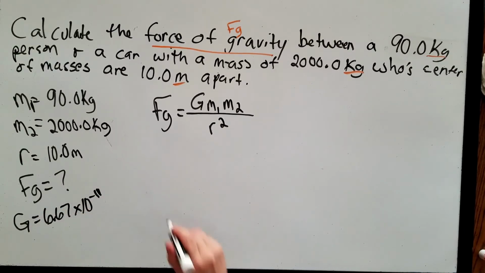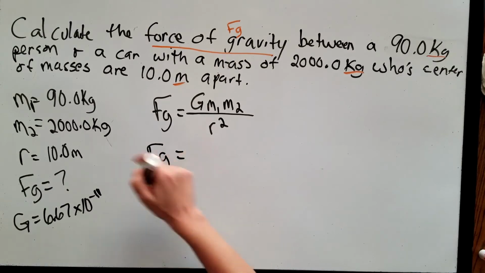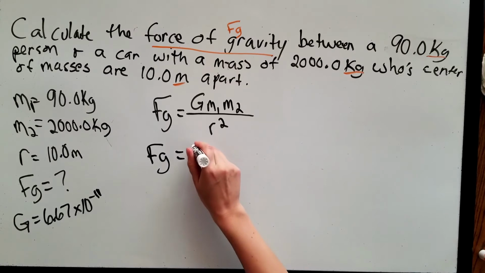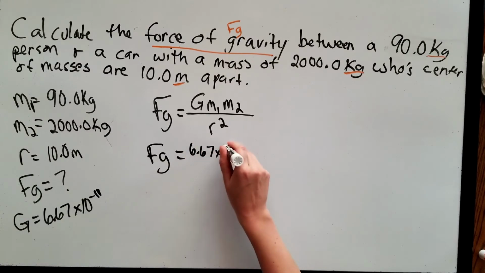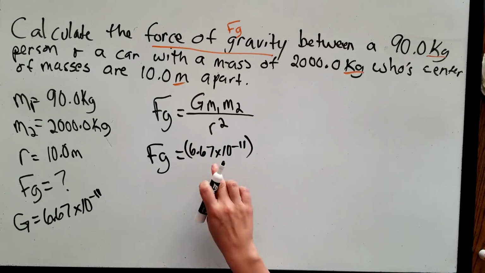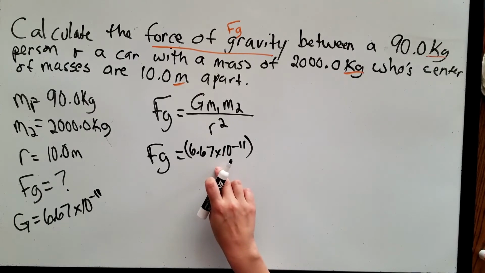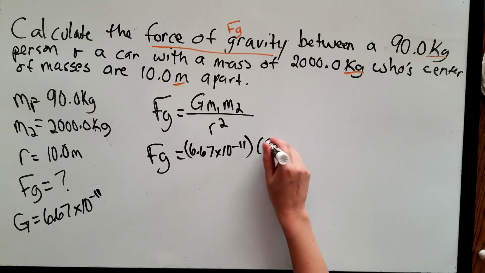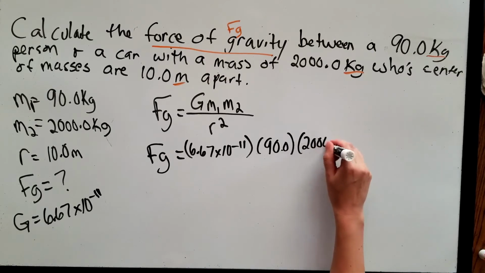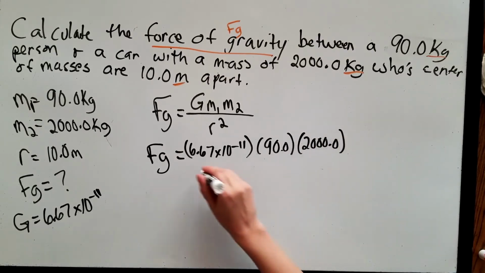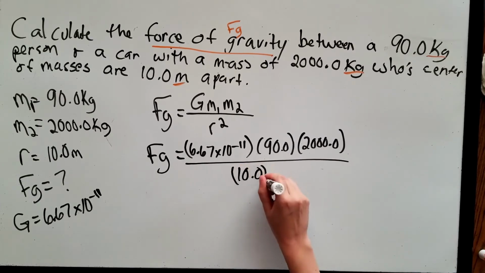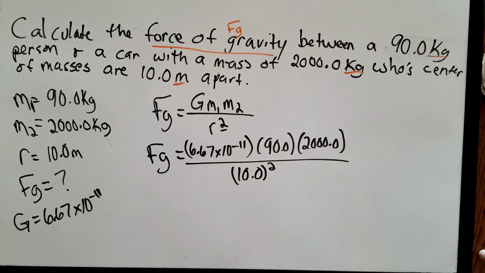All right. Now I'm going to take all of my knowns and start plugging in. It's going to be quite large. So I have 6.67 times 10 to the negative 11th on top. That's the gravitational constant, and it's used every time you calculate the gravitational force. Then I have my M1 of 90, my M2 of 2,000, so that's the vehicle. And then the radius on the bottom is 10, but don't forget to square it. There's that squared there.